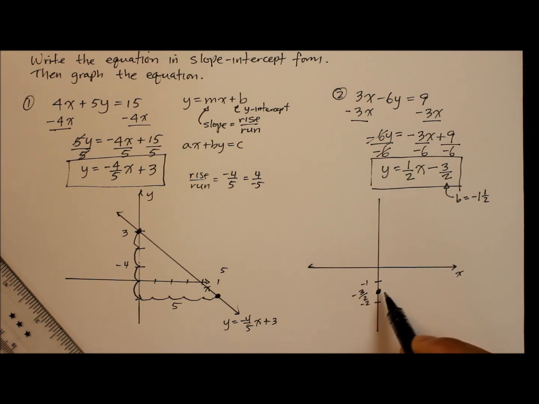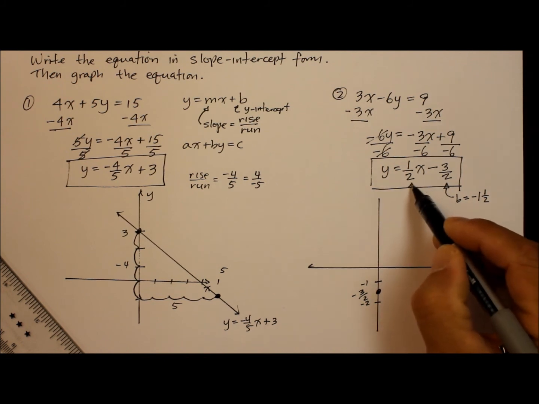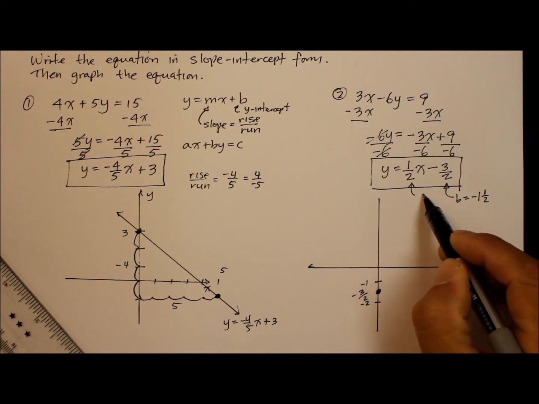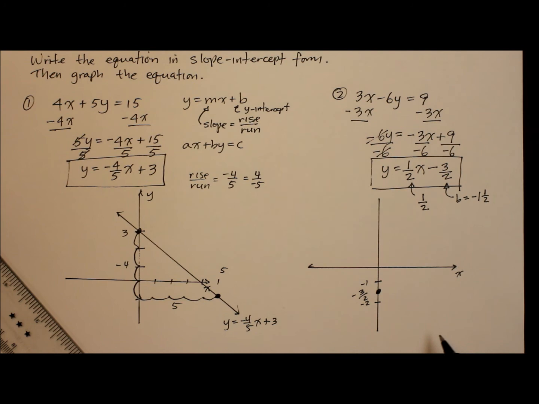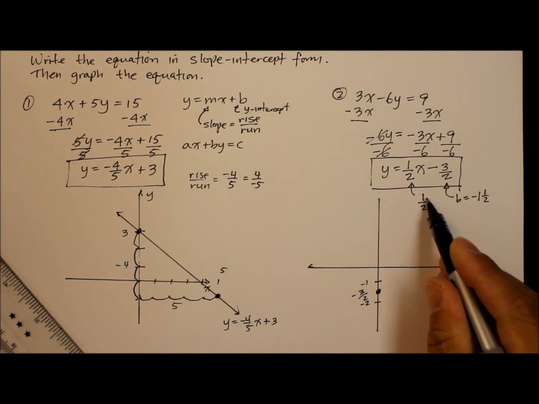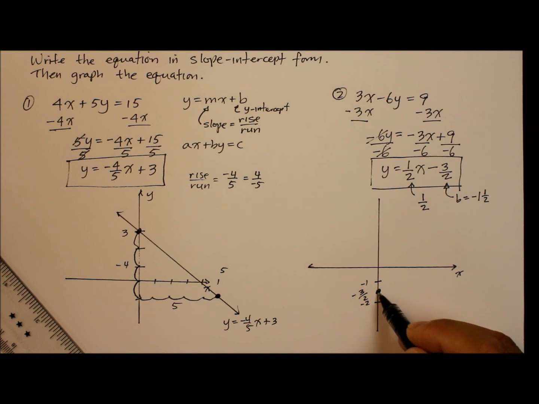From there, starting from there, what's my slope? The rise over run is rise 1 over run 2. So from here, now be careful, that's up 1 whole, not half. So from here, up 1. See that? And then from there, run 1, 2.